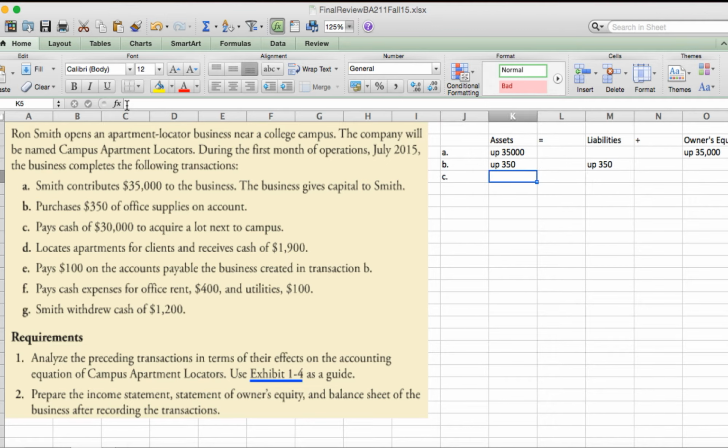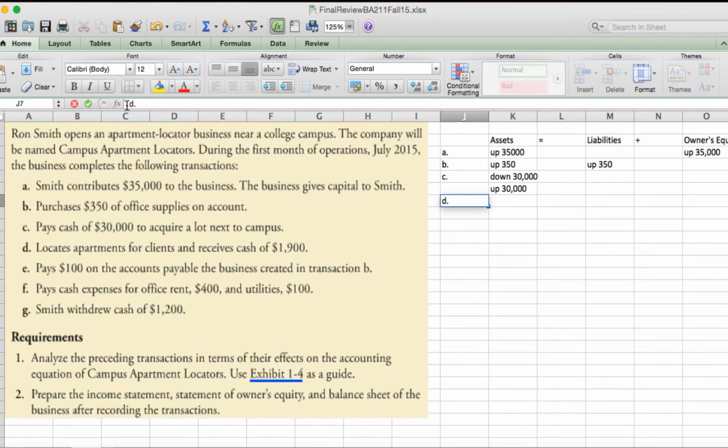Part C, pays cash of $30,000 to acquire a lot next to campus. So this is one of those items that affect the equation on only one side, but it will still equal out. We have cash going down $30,000, but we also have an asset going up $30,000 because the lot, or the land that we're purchasing, is an asset. So on this one, it goes down on the asset side and up on the asset side during the same transaction.